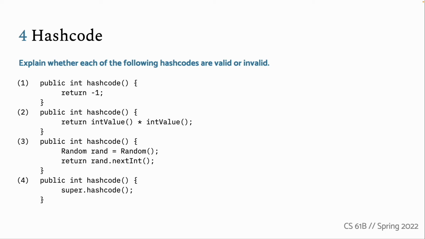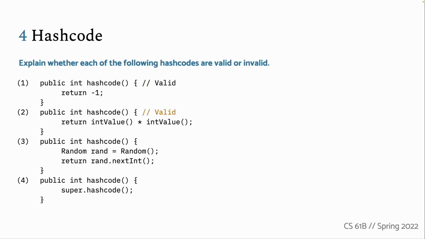Okay, let's go. So for this first one, it is valid, but it's bad. In this case, it satisfies our two requirements in that it is deterministic. So it always returns -1 for the same object. That means you'll be able to look at the same bucket twice. And it does return the same value if two items are equal to each other. Again, that's good. However, it's not a very good hash code because every single object hashes to the same value, which will inevitably result in you having lots of collisions and your runtime being pretty bad.